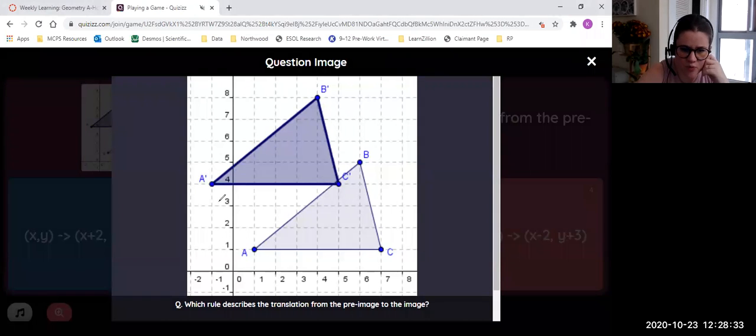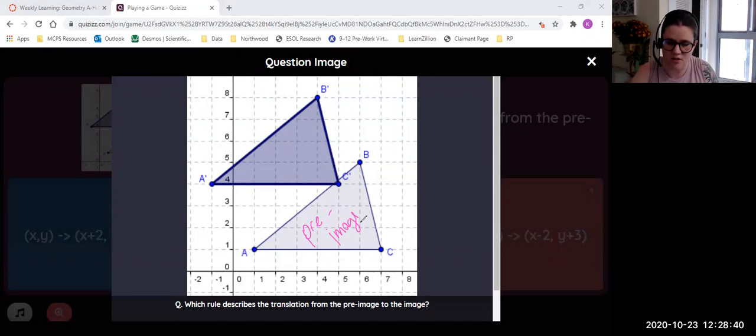So my pre-image is this one. Remember that pre means before, and image is what it looks like. So this is what it looked like before. I can tell because A does not have a prime on it. This is that prime that shows me that I went from here to there. All right, so I want to see what I did. Which rule describes the translation?